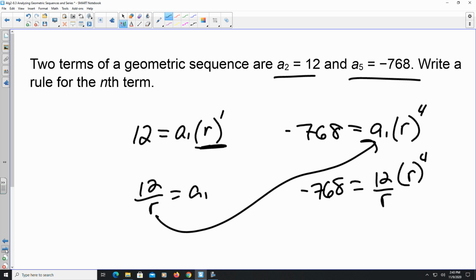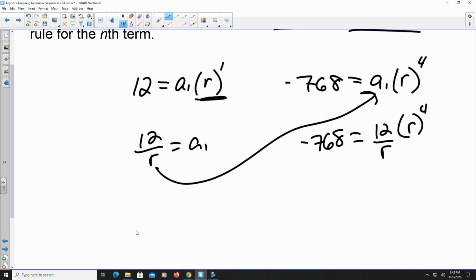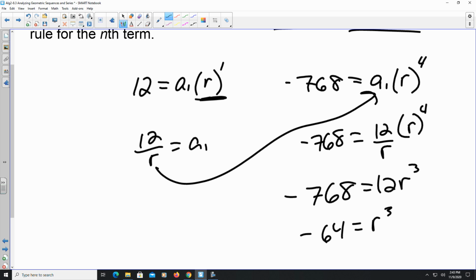Since I have same base values of r, I can subtract the exponents. Now I get negative 768 is equal to 12r to the third. Negative 768 divided by 12 gives me negative 64 is equal to r cubed. Taking the cube root of both sides, I can now say that r is negative 4.